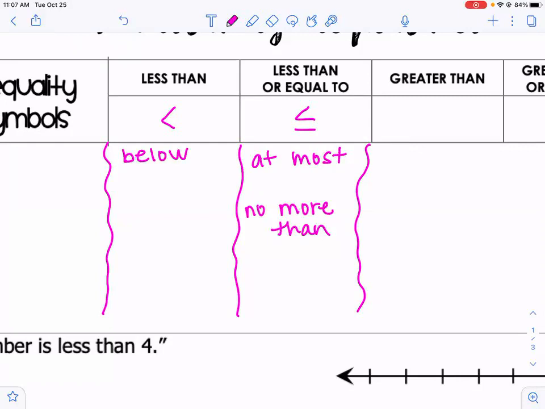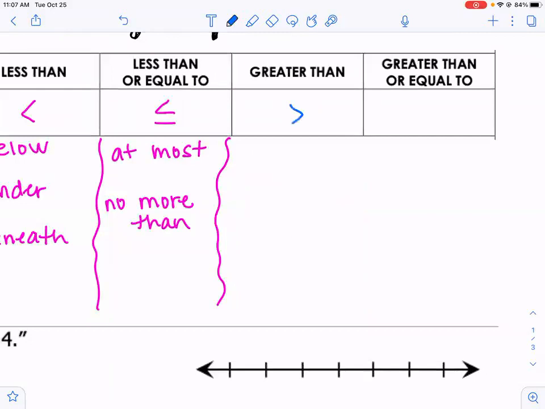Less than. Under. Yes. What's another word for low? Under. Another one, beneath. Okay. So now that we've talked about these, let's think of our greater than and greater than or equal to.